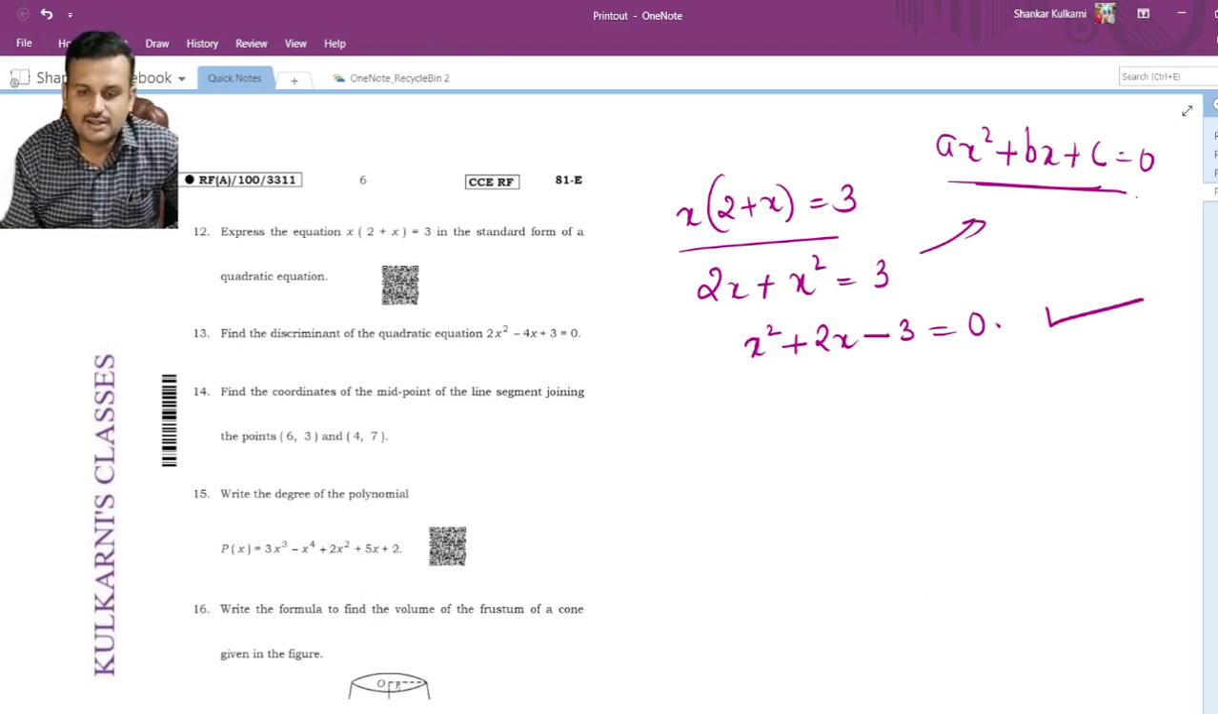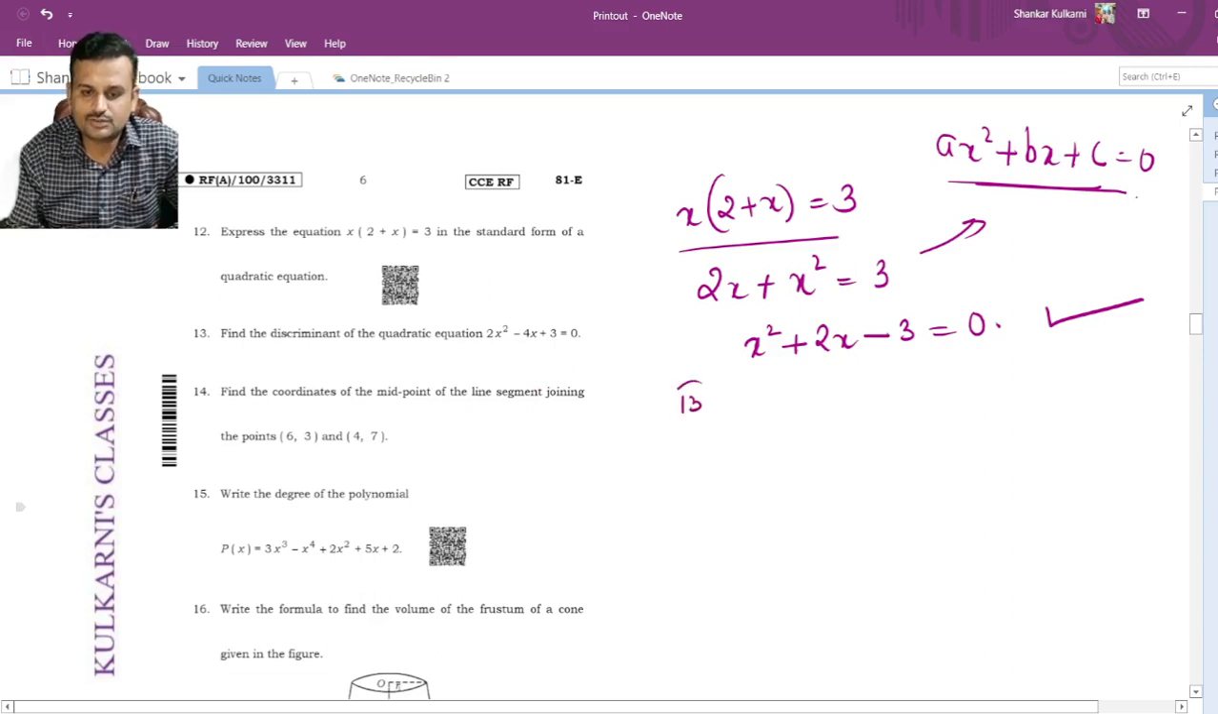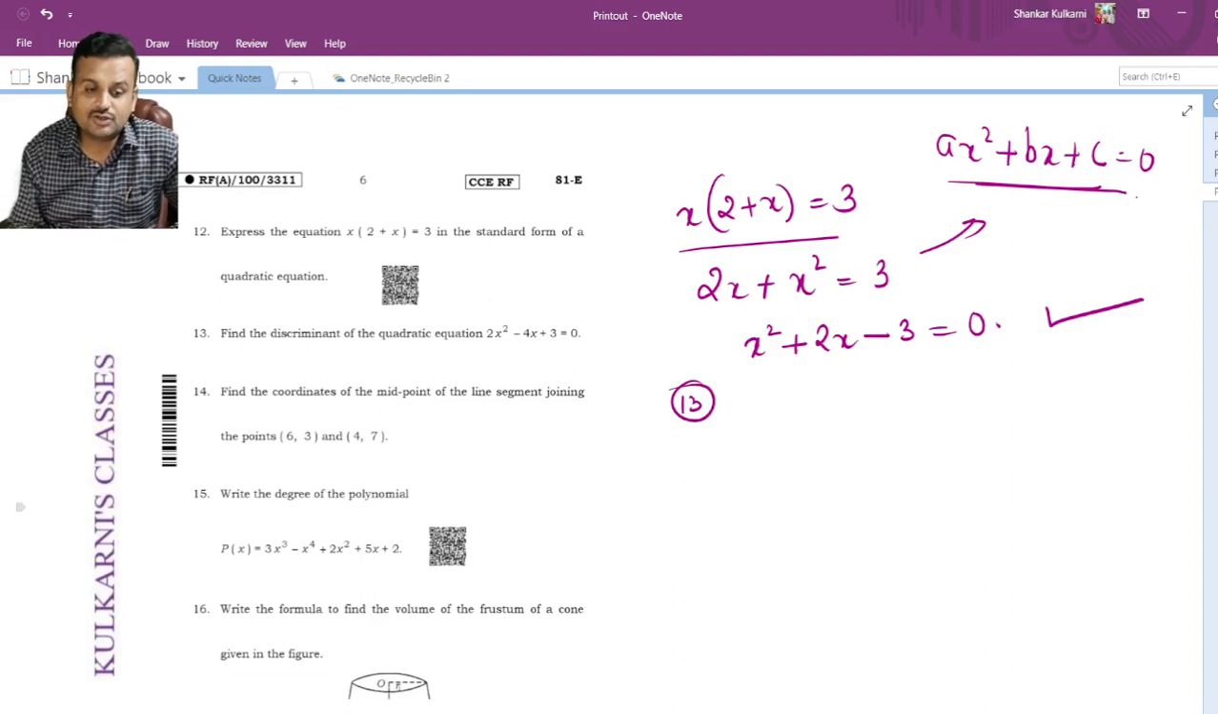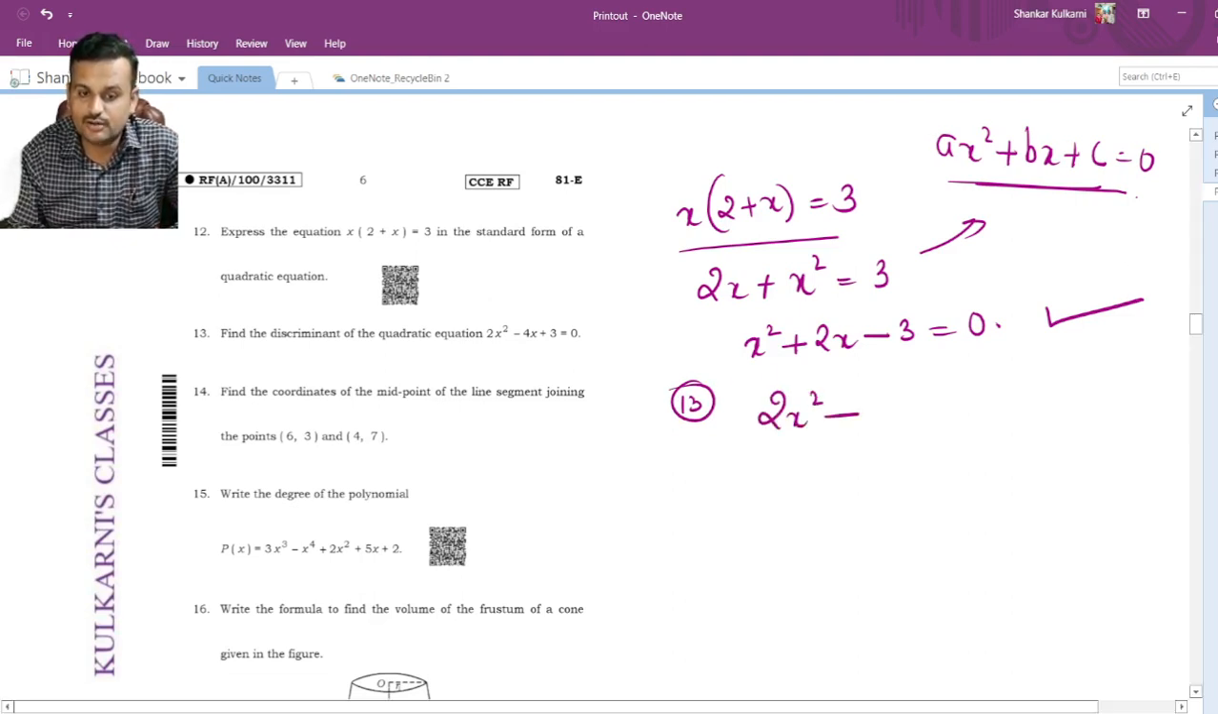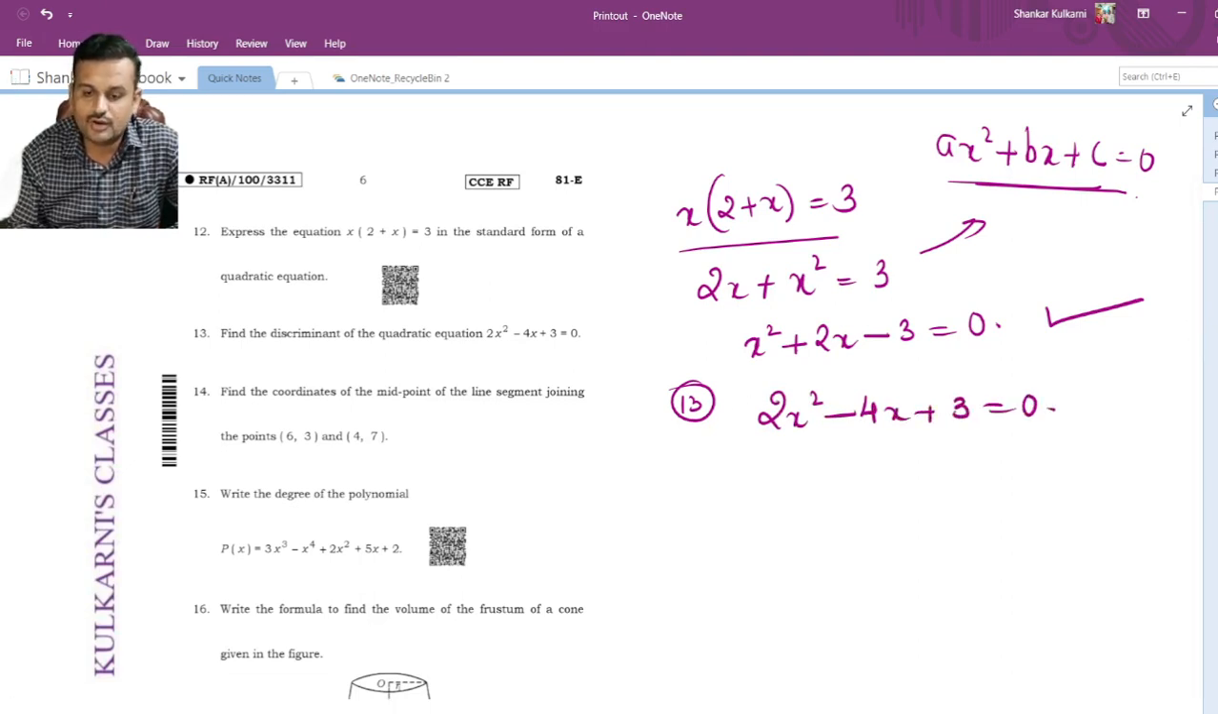Okay, let us move to question number 13 now. What is question number 13? Just see here. Find the discriminant of the quadratic equation. Here they have given one quadratic equation, 2x square minus 4x plus 3 is 0. So the values are given here. You can check: a is equal to 2, b is equal to minus 4, c is equal to 3.